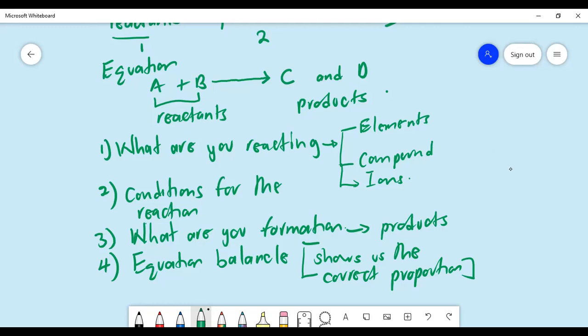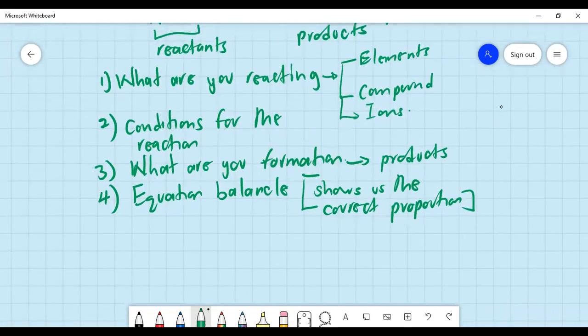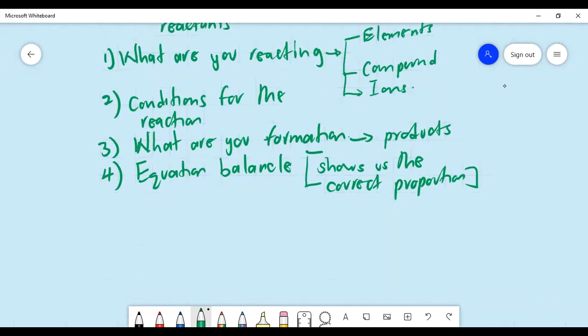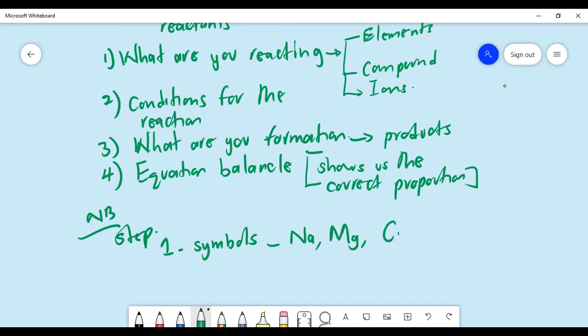Then what are the steps needed for that to take place? Note the steps taken to write an equation. Step 1, you must know the symbols. For example, the sodium atom is Na, capital N, small a; magnesium is Mg; copper is Cu; aluminum is Al. Those are the symbols.